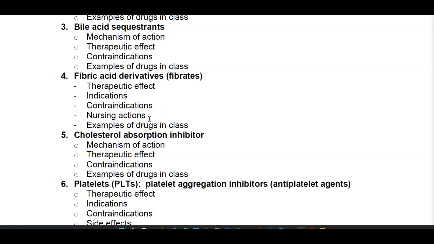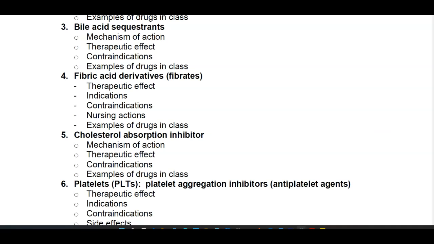In addition, we have to remember that bile acids are necessary for absorption of cholesterol from the small intestine. It is also synthesized from cholesterol by the liver. So this medication actually prevents reabsorption of bile acids from the small intestine, therefore lowering the cholesterol levels. Therapeutic effects of bile acid sequestrants include a decrease in total cholesterol, and it may affect individual types of cholesterol such as HDL and LDL.